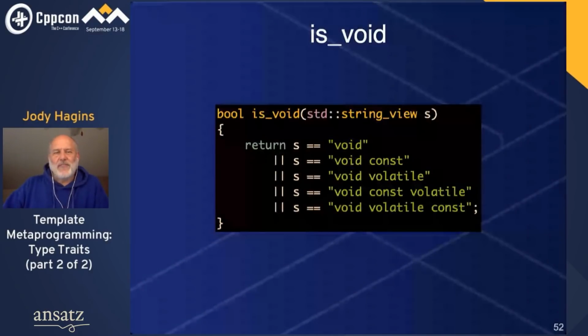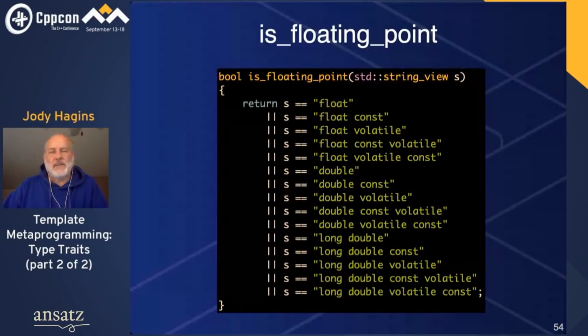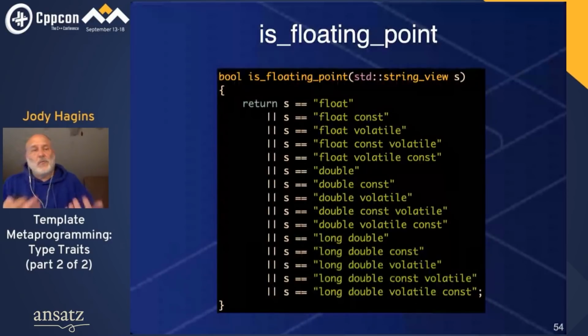Compare the string against every one of the possibilities. And there's nullptr. Compare the string against every one of the possibilities. And there's floating point. Compare the string against every one of the possibilities. So that's what you did, and you wrote it. I mean, you've got tests, and you submit this for code review.